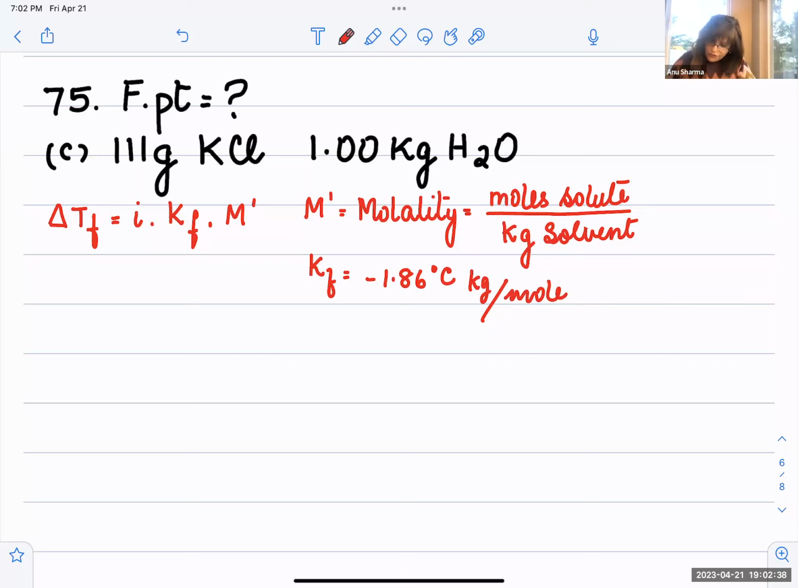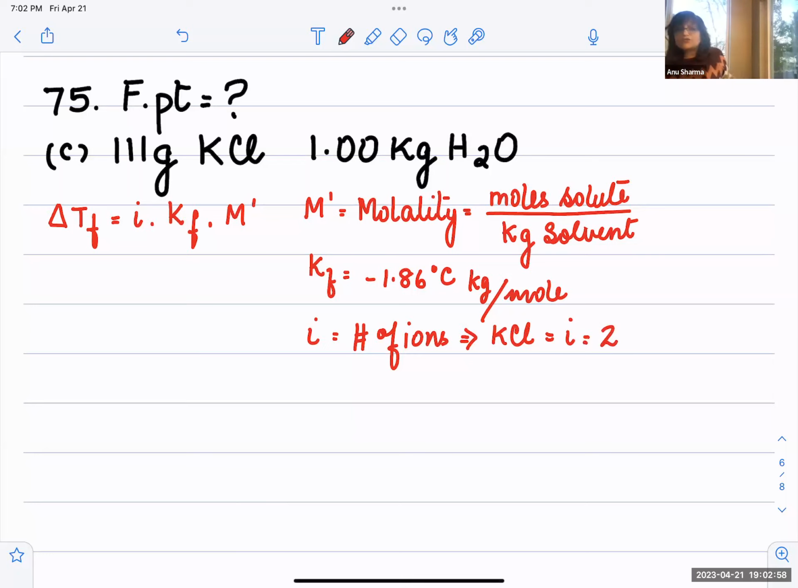Okay, so that's given to you. So what is the value of i? i is the van 't Hoff factor. It depends on the number of ions in the solution. In the case of KCl, KCl is going to give you 1 potassium ion and 1 chloride ion, so the value of i is equal to 2. You just have to count the number of ions, or for molecules, that is 1.